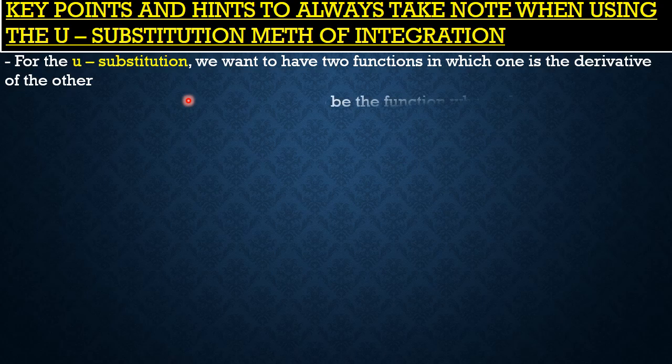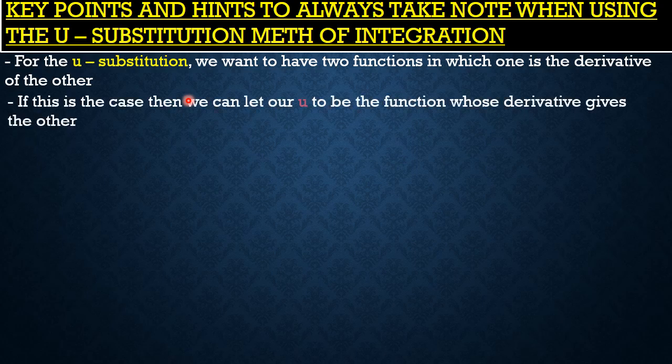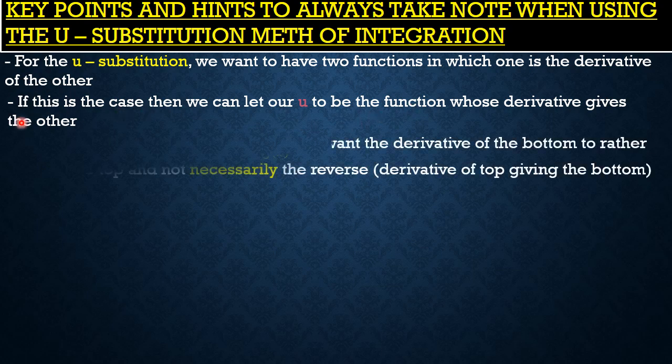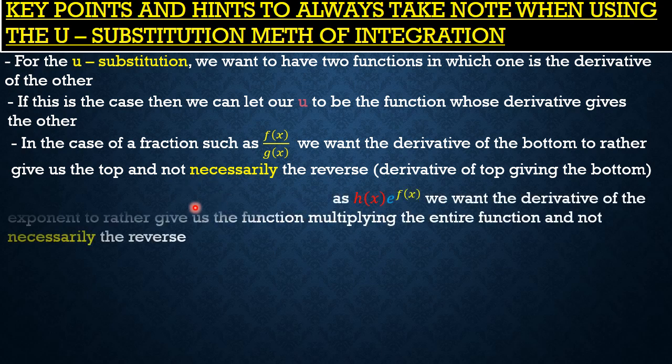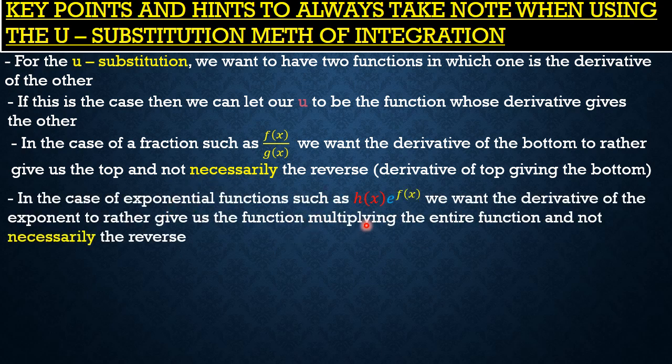The next point: if this is the case, then we are going to let our u be the function whose derivative gives the other. In the case of a fraction such as f of x over g of x, we want the derivative of the denominator to give us the numerator. Then, in the case of exponential functions such as h of x times e raised to the power f of x, we want the derivative of the exponent to give us the function multiplying the entire function, and not necessarily the reverse.